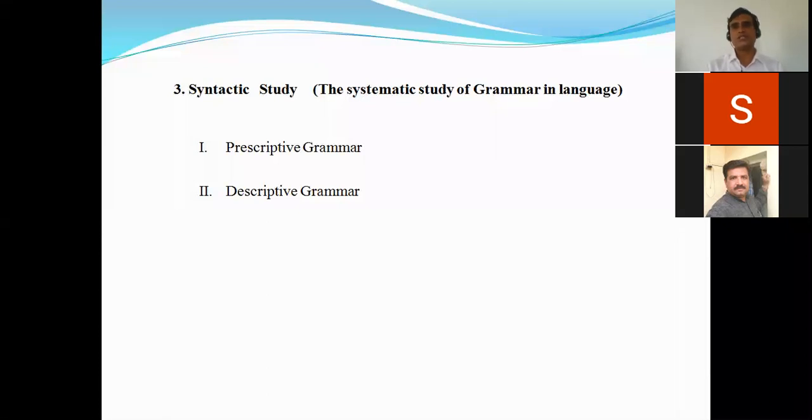When I was a student, when I entered the classroom and attended the grammar class for the very first time, my teacher taught me, remember Atul, grammar is not the prescription of language, this is the description of language. So I still remember it. So this is syntax study, grammar in the language.